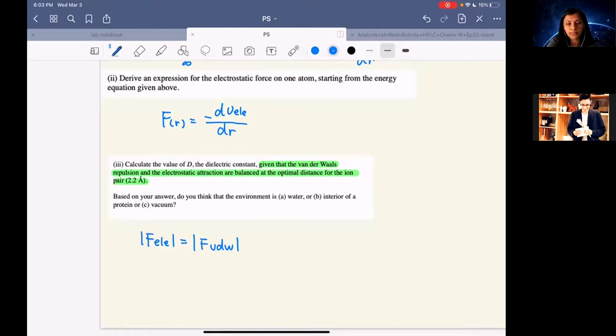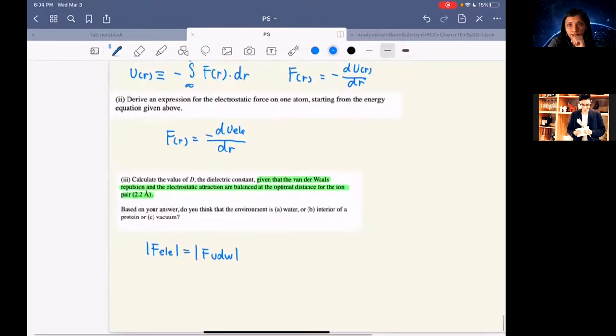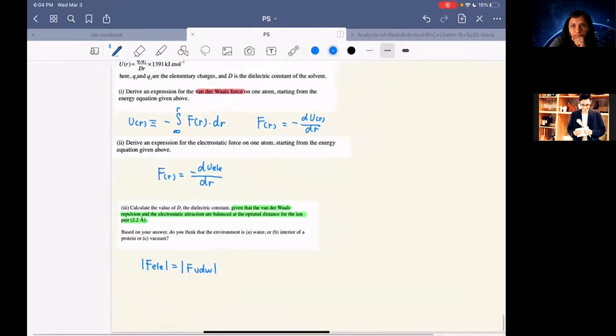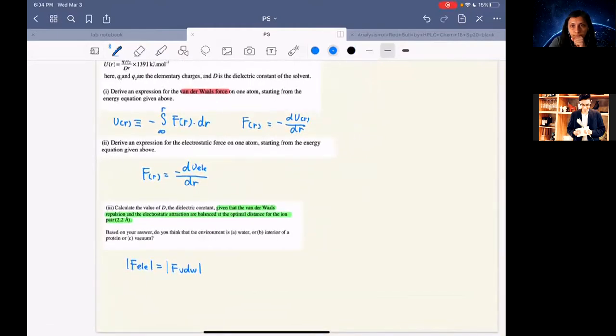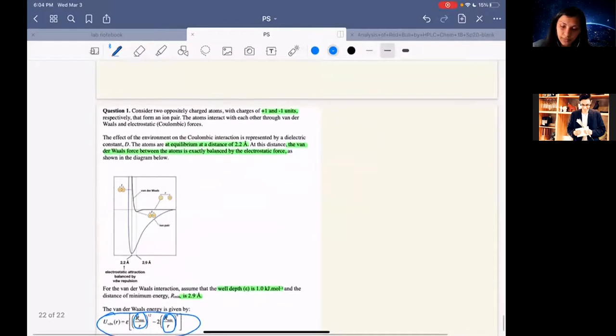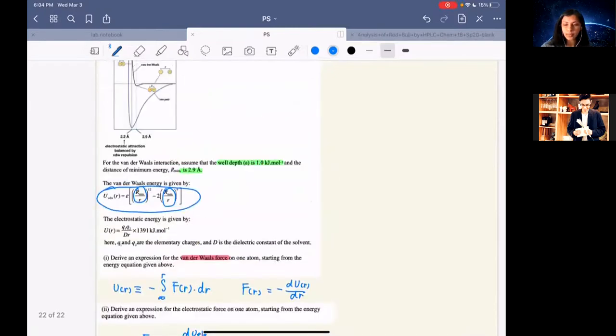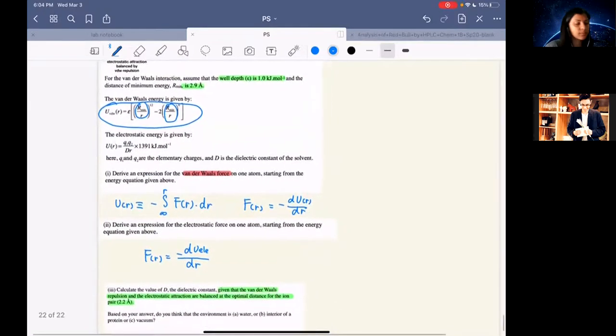Basically, you just need to plug in all the constants into the force equations that you get from the first two questions. We know that the little r is 2.2 Angstrom. Then the r minimum is 2.9 Angstrom, and the stabilization energy, or the well depth, is 1 kilojoule per mole.